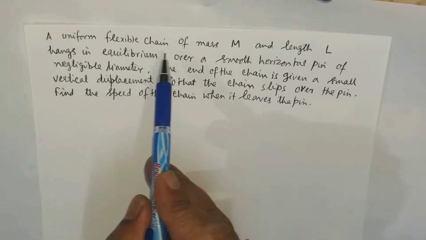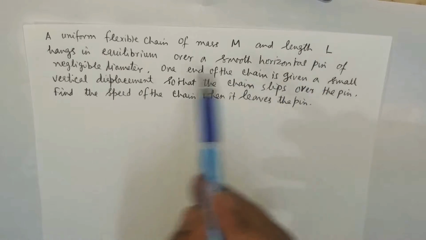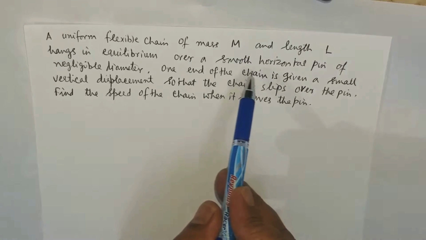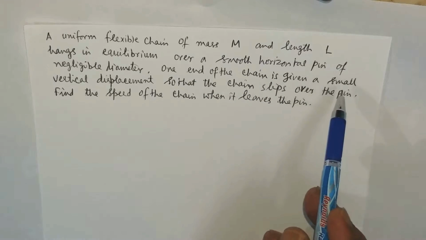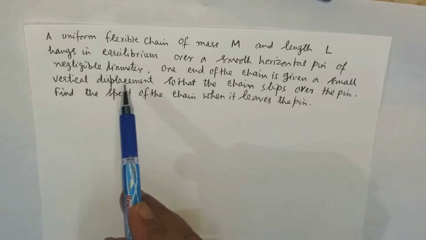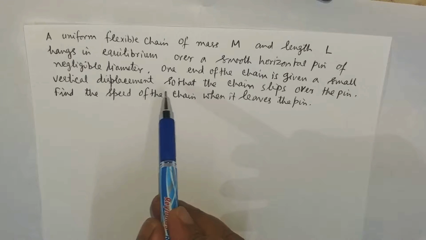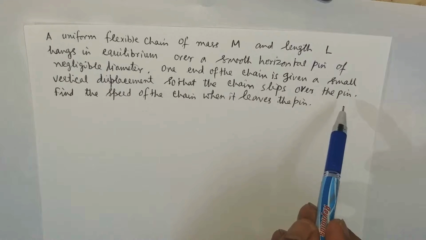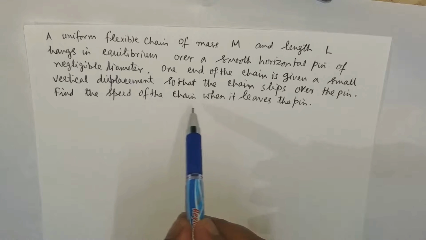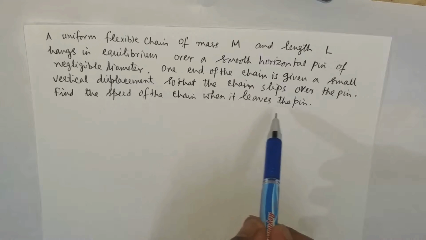A uniform flexible chain of mass m and length L hangs in equilibrium over a smooth horizontal pin of negligible diameter. One end of the chain is given a small vertical displacement so that the chain slips over the pin. Find the speed of the chain when it leaves the pin.